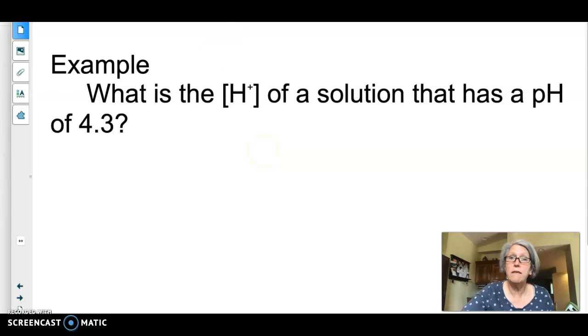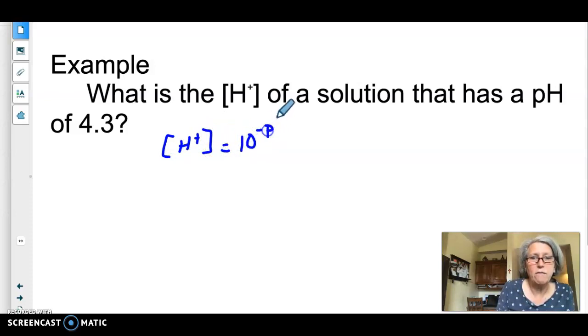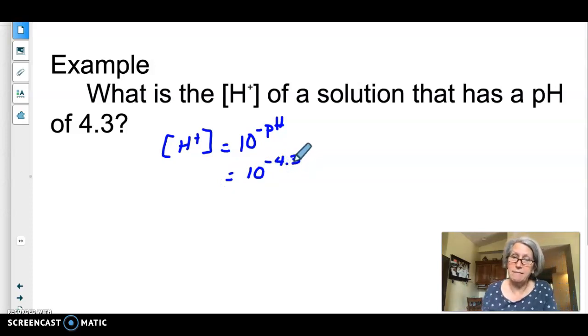So to solve this, you're going to want to, again, show the equation and then show the substitution. So we know that the hydrogen ion concentration is equal to 10 to the negative pH value. So my hydrogen ion concentration is literally going to be 10 to the negative 4.3. Now, you can't just leave it at that. I want it simplified.